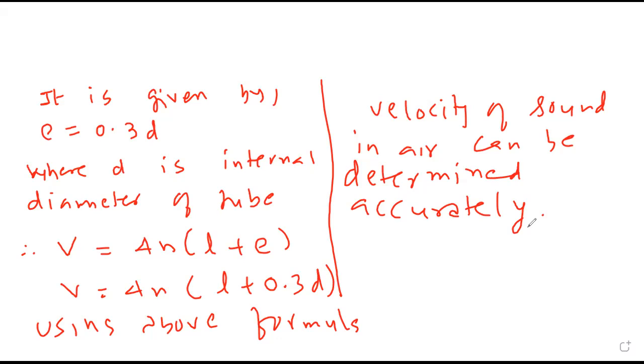Sir, means always we have to use V is equal to 4NL formula, and if correction is given, then only use this formula. Yes, absolutely right. Done, sir.